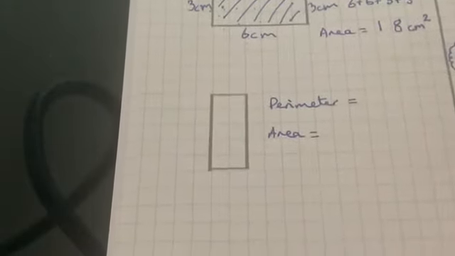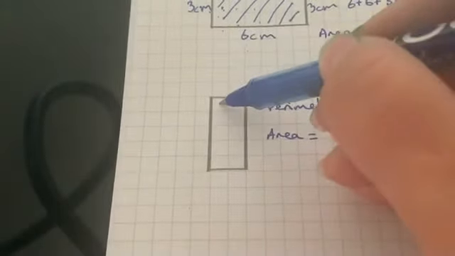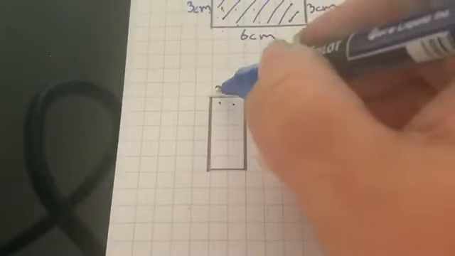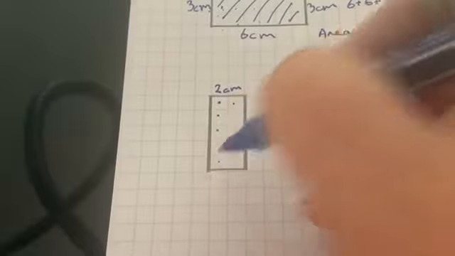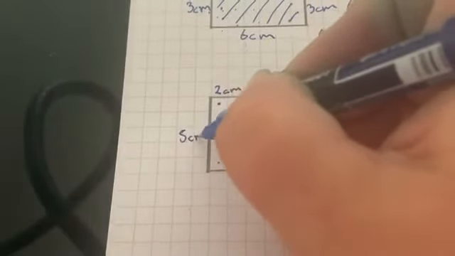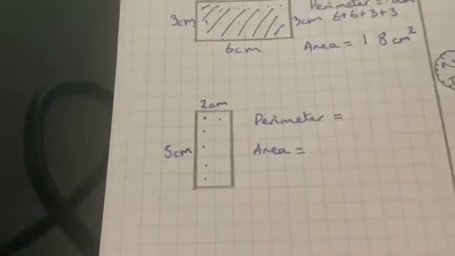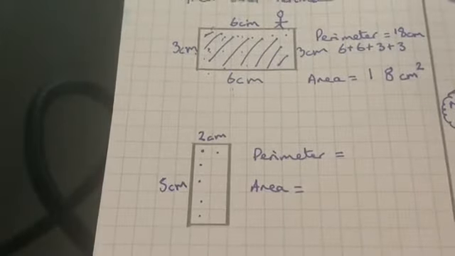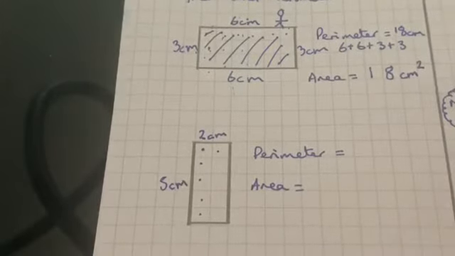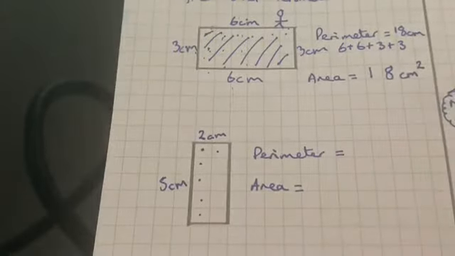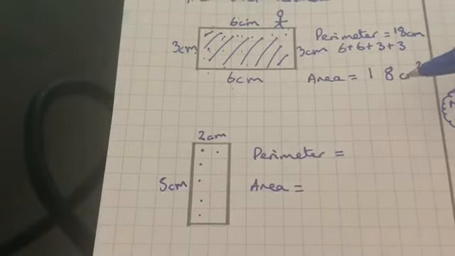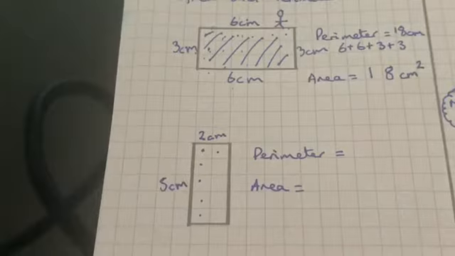Let's look at this one. 1, 2 across, so I know that's 2 centimetres. 1, 2, 3, 4, 5. So that one is 5 centimetres. With this one, we found that the perimeter and the area was the same number. I wonder if that's always the case. Make your predictions now. Is the area and the perimeter always the same, sometimes the same, or never the same?